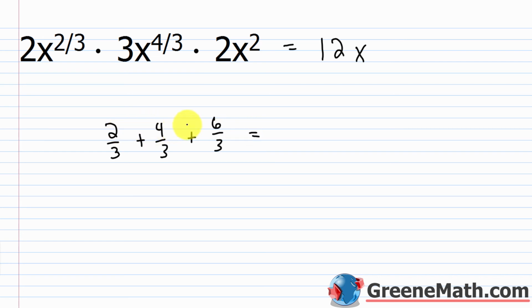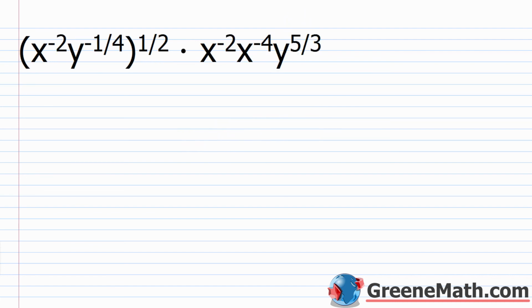2 plus 4 is 6. 6 plus 6 is 12. So this is 12/3, which equals 4. So my exponent on x would end up being a 4. So I end up with what? 12x to the 4th power as my answer.